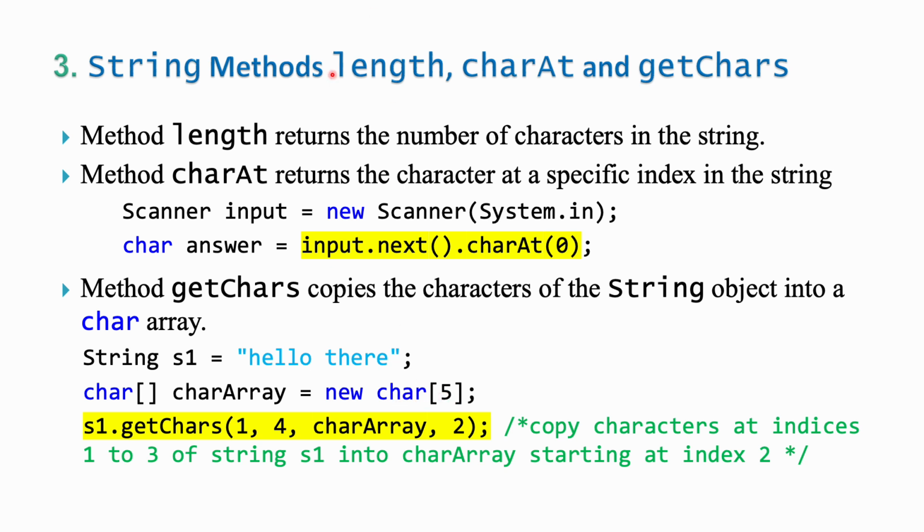The getChars method takes 4 arguments. The first argument is the starting index in the string from which characters are to be copied. The second argument is the index that is 1 past the last character to be copied from the string.